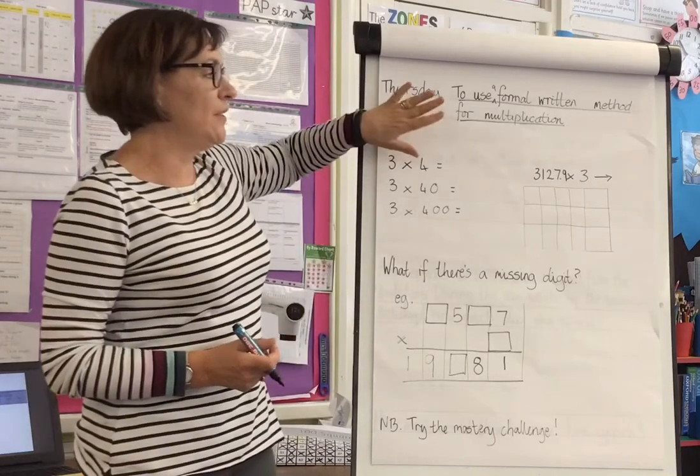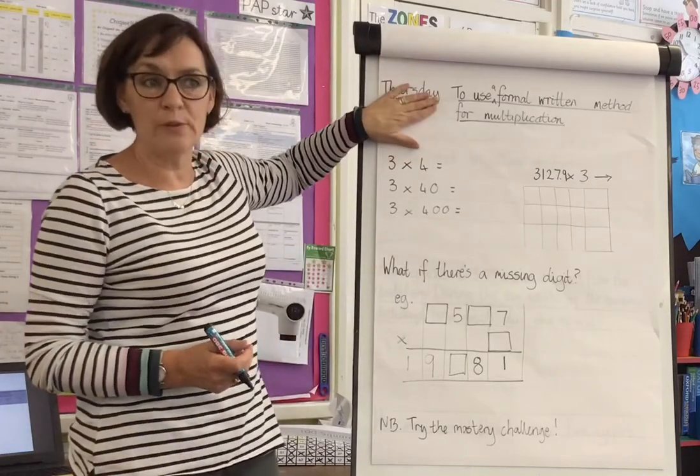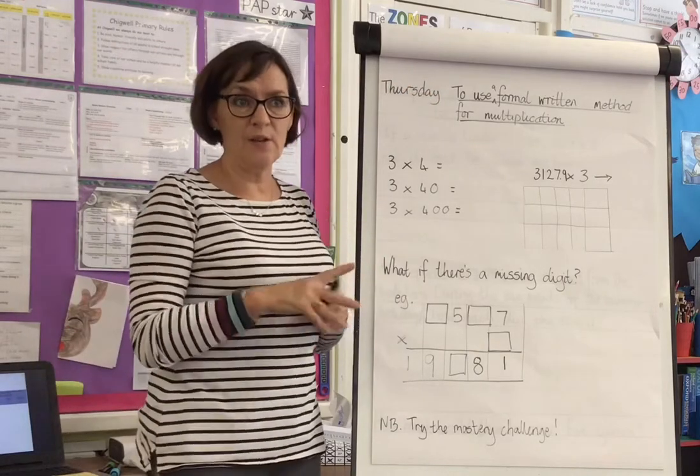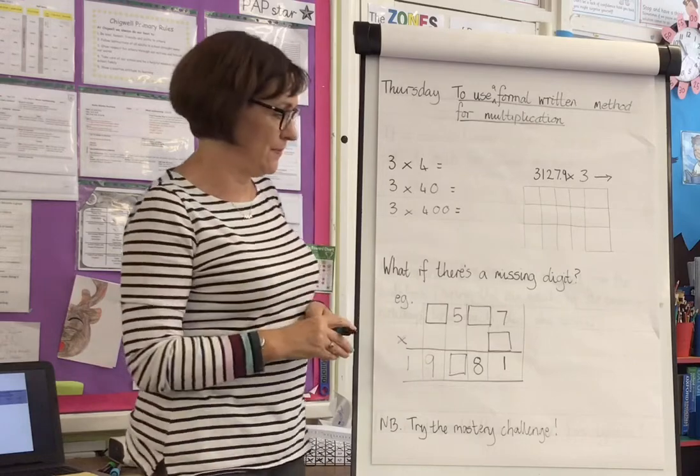Okay, so today we're going to look at using a formal written method for multiplication. Please use squared paper for this. It helps to set out the work in columns, okay?